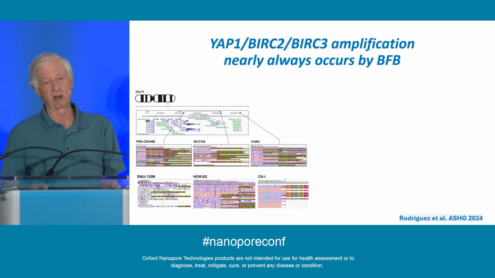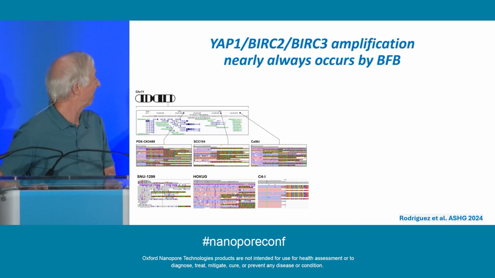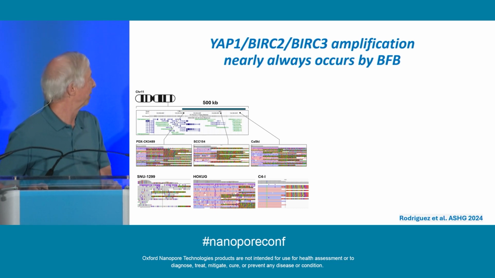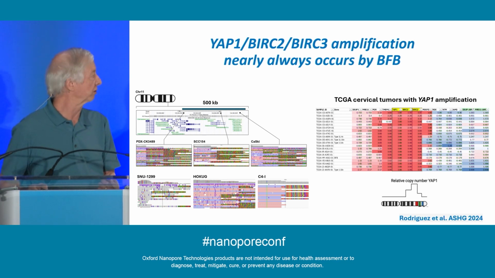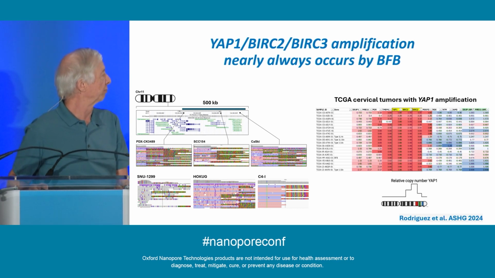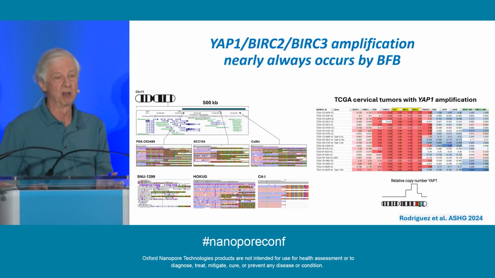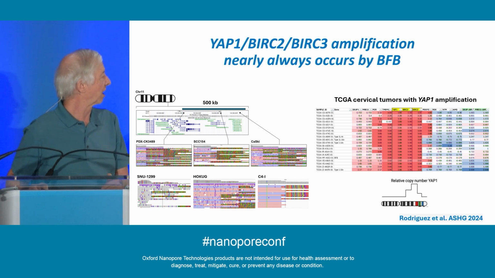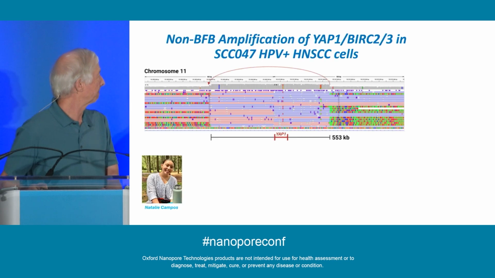We've sequenced a panel of cervical cancer cell lines, and have 6 of those cell lines that have YAP1 amplification through this BFB mechanism, and have characterized the detail of those structural rearrangements. We've also shown in the TCGA collection of cervical tumors that virtually all the tumors with YAP1 amplification have this characteristic profile of BFB, with a focal amplification in the YAP1 region and then lower copy number in the sequences beyond there out to the telomere.